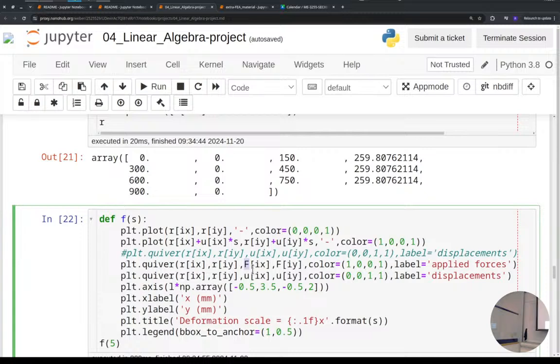I'll try it out. We're just curious. Yeah, that's right.